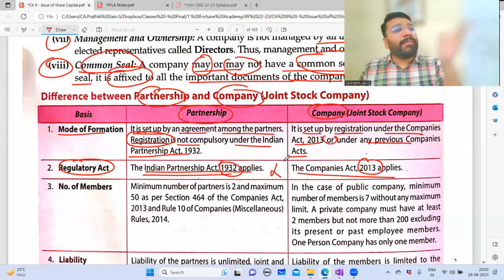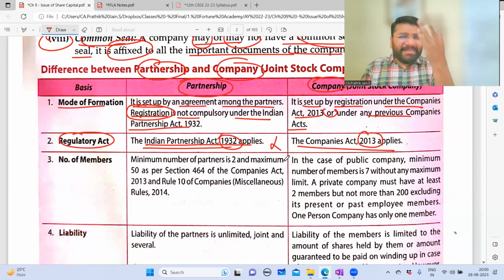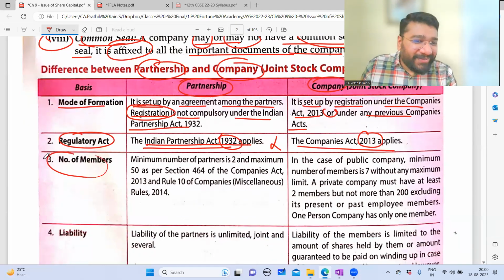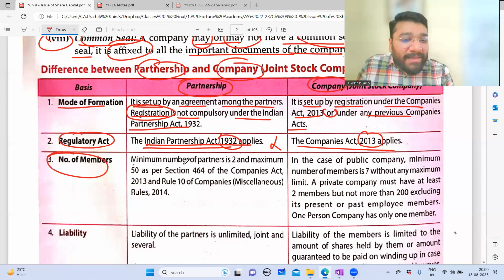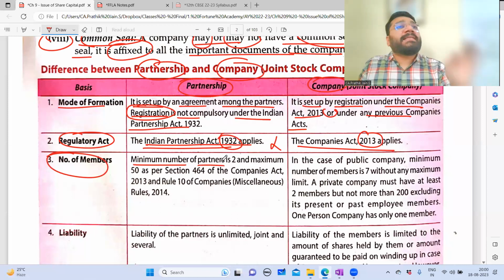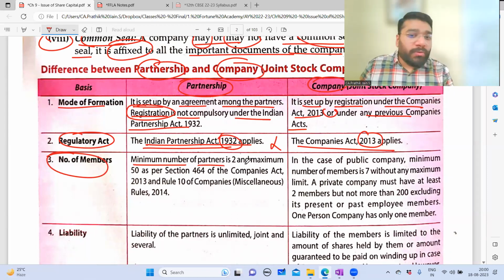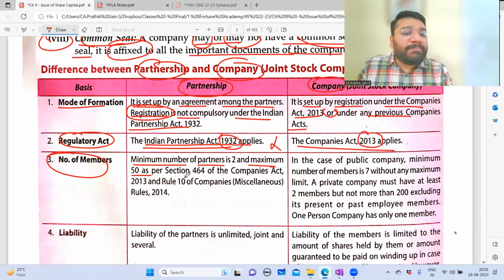Now, the government wants everybody to form a company because they are a good earning for the government. In partnership, nothing is there for the government. Now, number of members. Minimum number of partners is 2. Guys, in partnership, minimum is 2. Maximum is 50 as per section 464 of the Companies Act 2013.